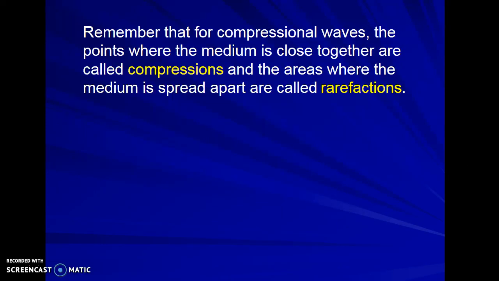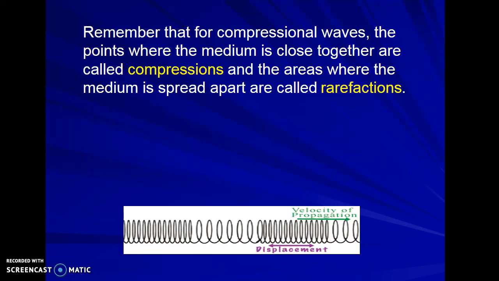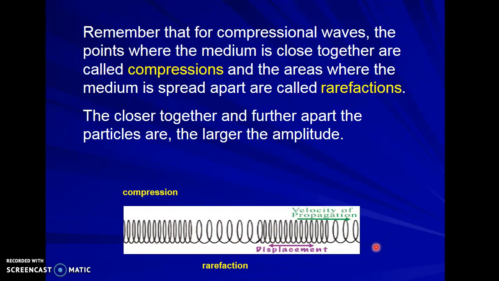Now, in compressional waves or longitudinal waves, so these are our sound waves, remember that the points where the medium is close together are your compressions, and the areas where the medium spreads apart are called your rarefactions. Now, it's a little harder to measure the amplitude on one of these waves. Here we've got our compression, and here we have our rarefaction, because what we want to measure is one individual little, in this case, slinky ring, and we want to watch where it moves and how far it moves, and that's going to help us find the displacement, which would be our amplitude.